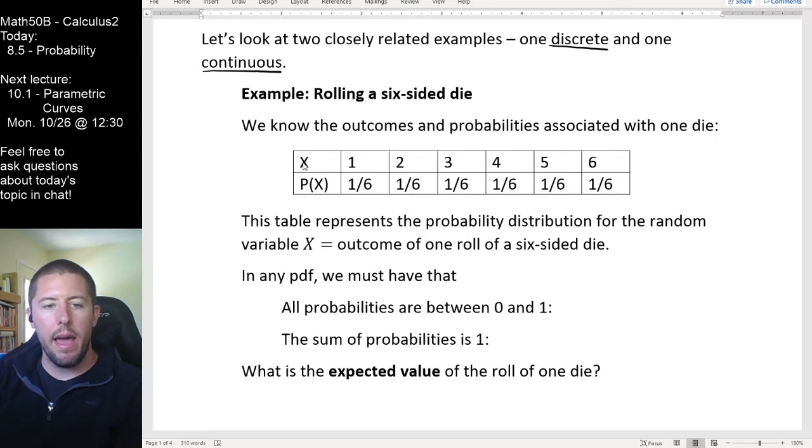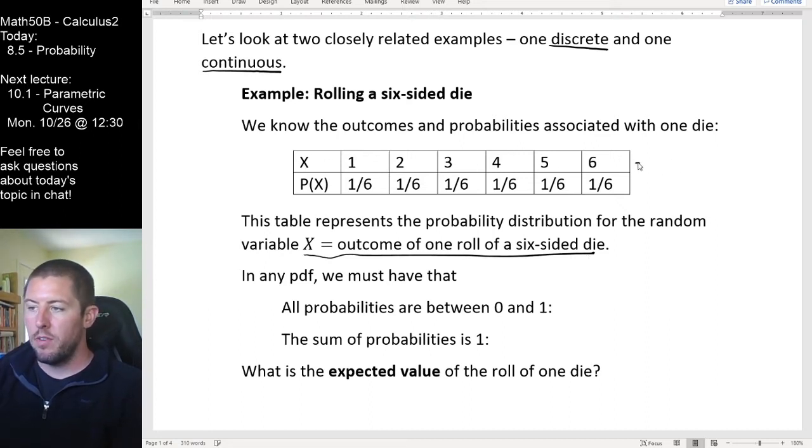We're defining the variable x to be the roll of a single die. X is the outcome of one roll of one six-sided die. So here's the definition of my variable x. And so this row is the x values. This is the sample space right here.